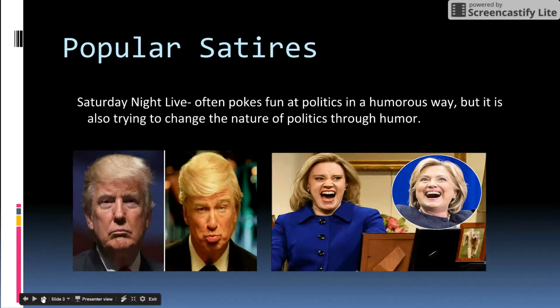So some popular satires you might be familiar with are Saturday Night Live. For example, if you've been watching lately, Donald Trump is often done by Alec Baldwin. And they also poke fun at Hillary Clinton too. So again, they're poking fun at these people, but they're also trying to change some of the things they think might be wrong with politics right now.